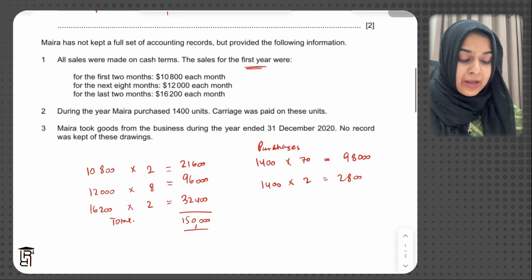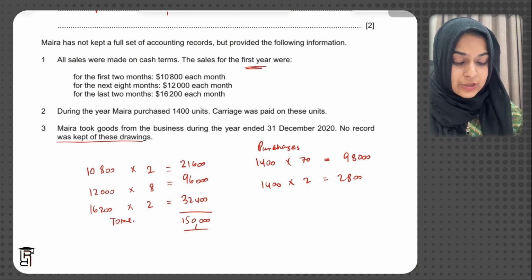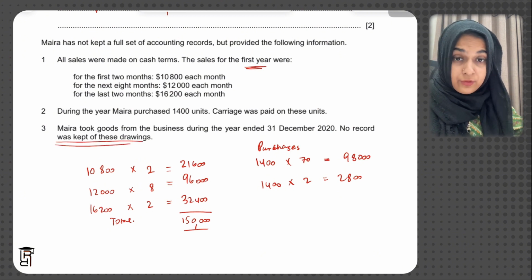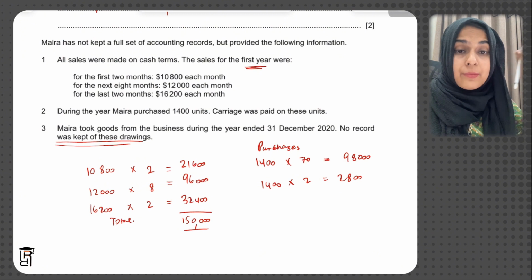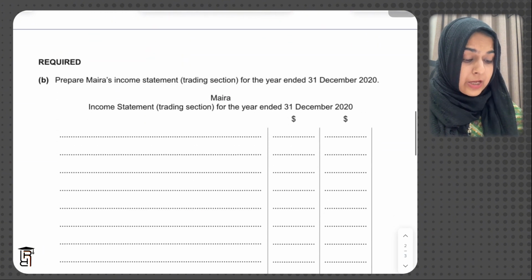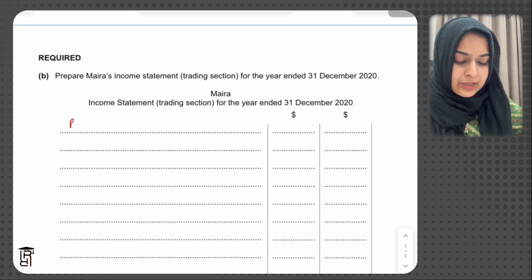Then they are saying Myra took goods from the business during the year ended 31st December 2020. No record was kept of these drawings. So we don't know how much is drawings of goods. Drawings of goods is there in the cost of goods sold section of the income statement. So we'll just start the income statement and try to figure out what drawings of goods are here.